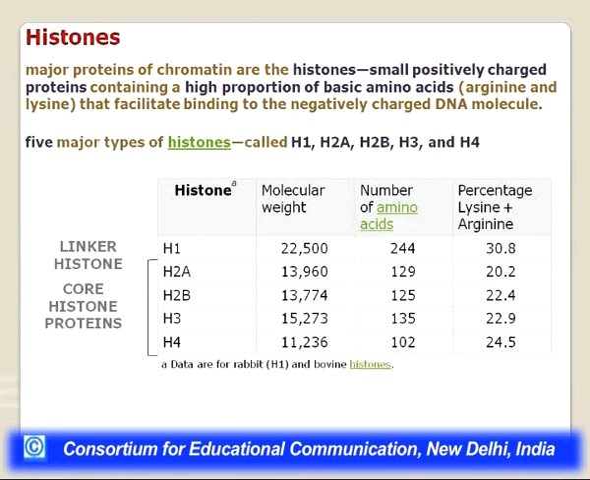So there are 5 major types of histones. They are called H1, H2A, H2B, H3 and H4, and as you can see the molecular weights are different. H1 is higher, it's a heavier protein. It is called the linker histone protein, and then there are the core histone proteins, which are H2A, H2B, H3 and H4, which are of approximately the same molecular weights, ranging from 11 to 13 kilodaltons.